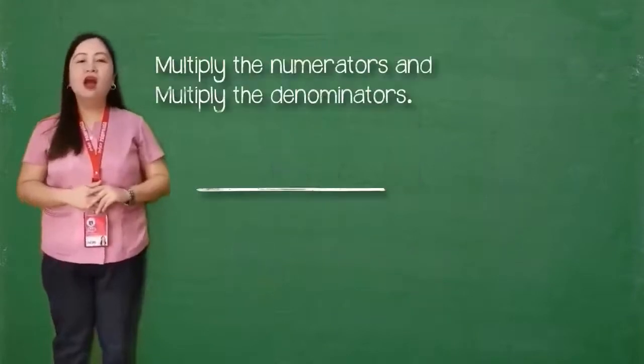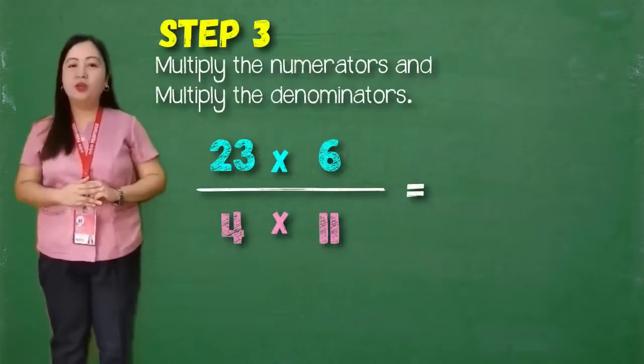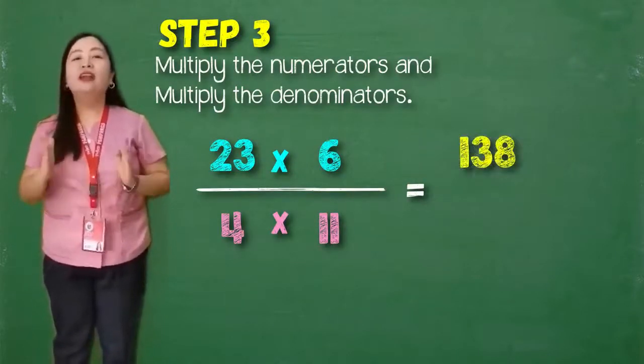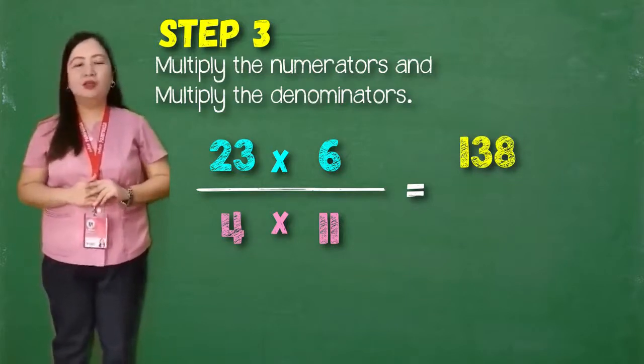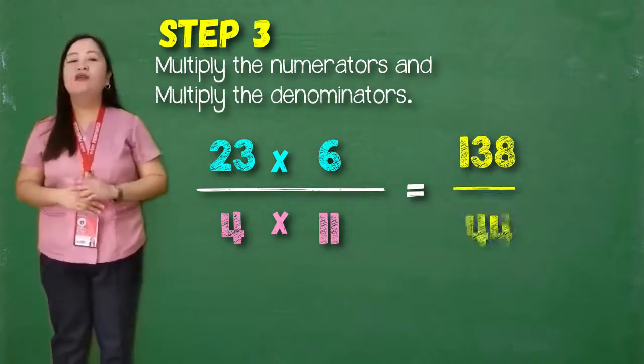Step 3. Multiply the numerators. 23 times 6 equals 138. And then, multiply the denominators. 4 times 11 is 44.